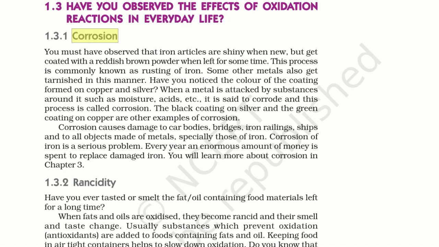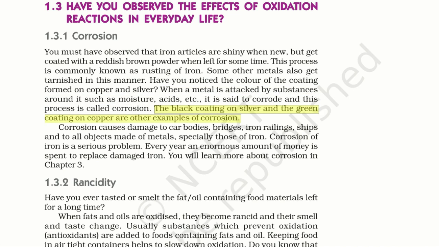Corrosion is one such example where you can see the oxidation of different metals. You must have observed that iron articles are shiny when new but get coated with reddish brown powder when left for some time. This process is commonly known as rusting of iron. Some other metals also get tarnished in this manner. When a metal is attacked by a substance around it such as moisture, acid, etc., it is said to corrode and this process is called corrosion.